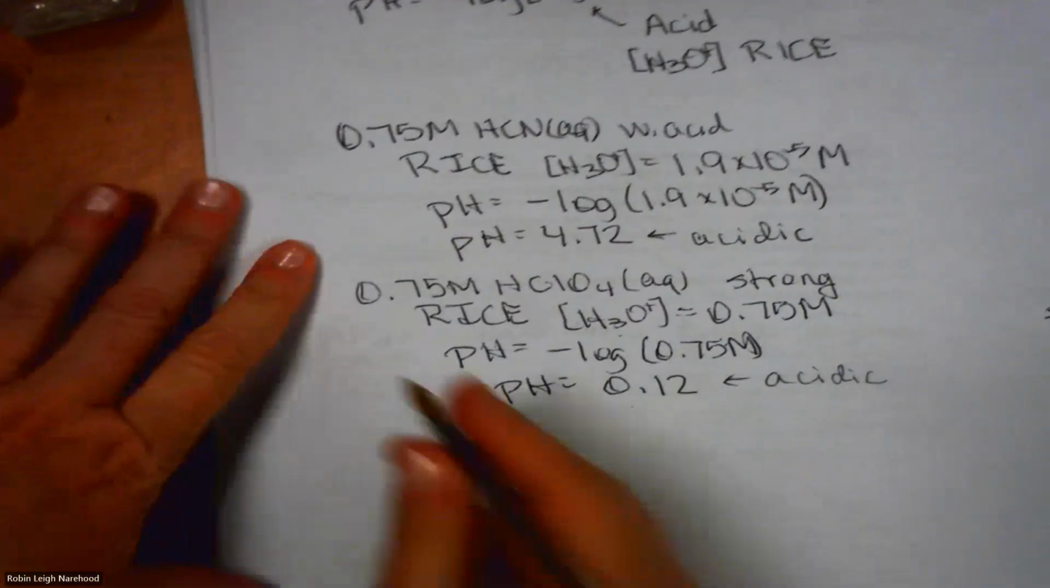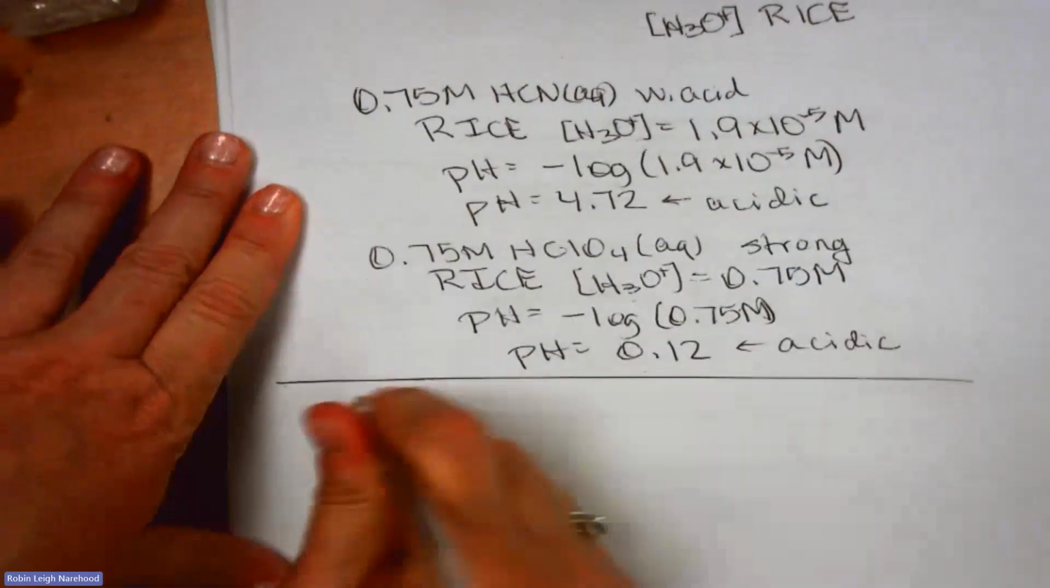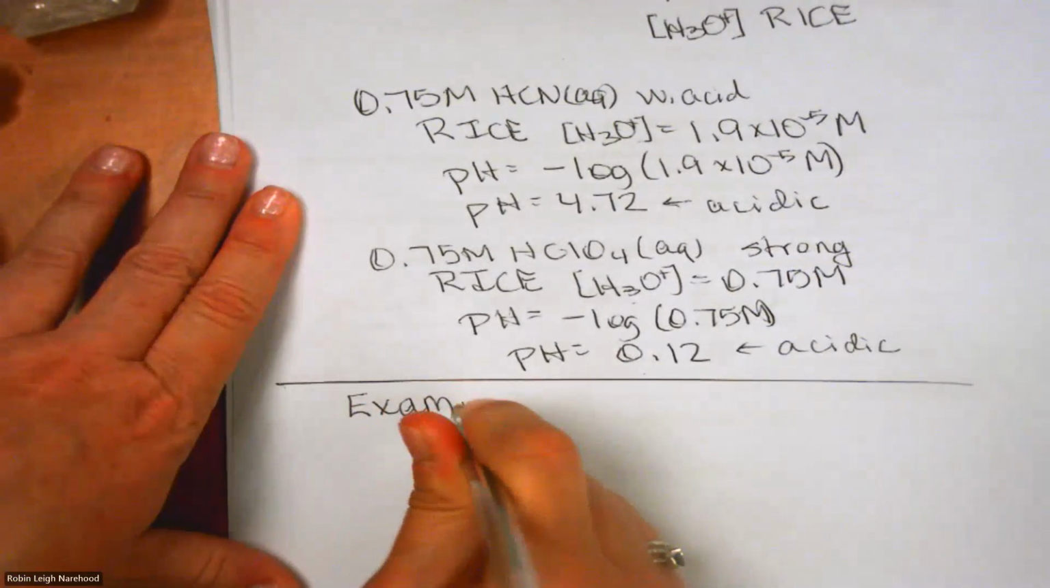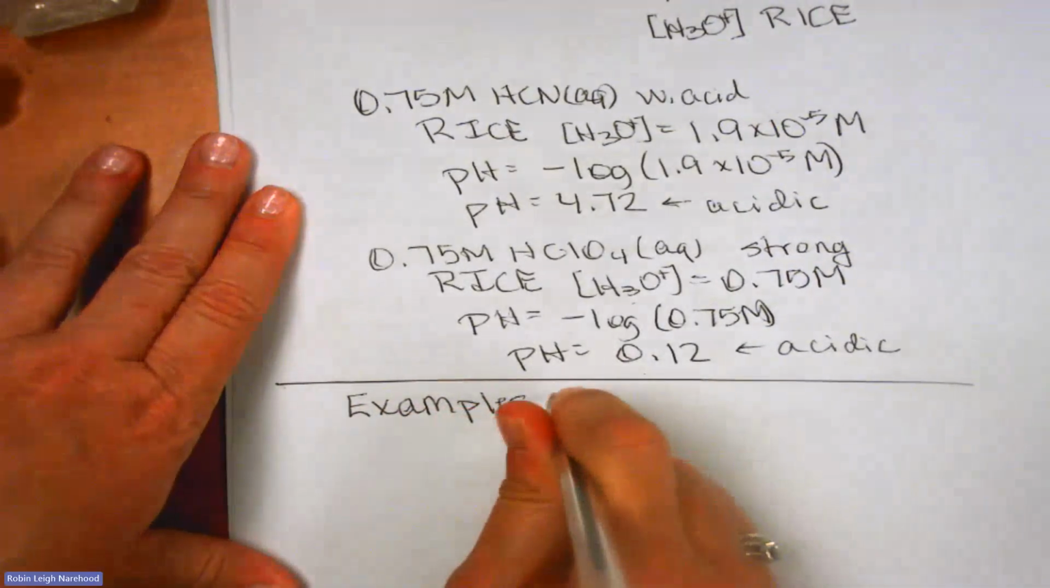Okay. So the opposite of an acid is a base. So we also had quite a few bases.